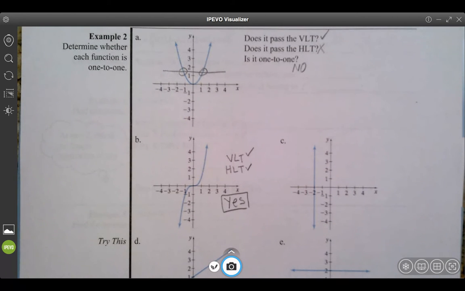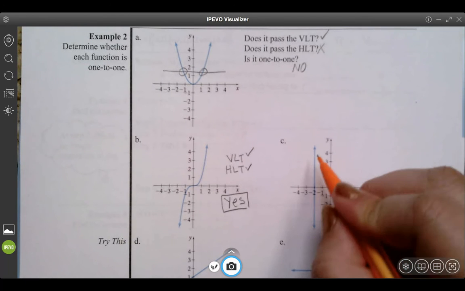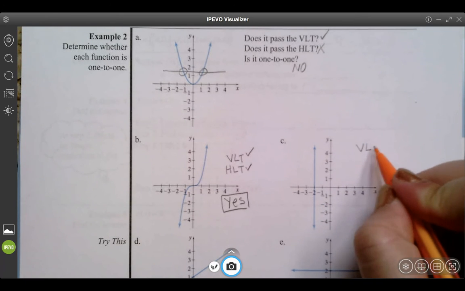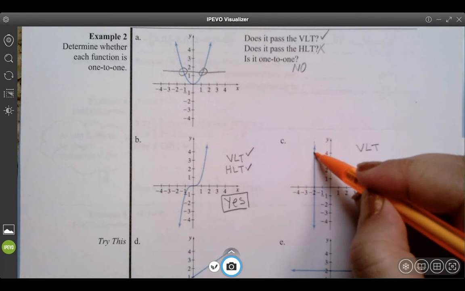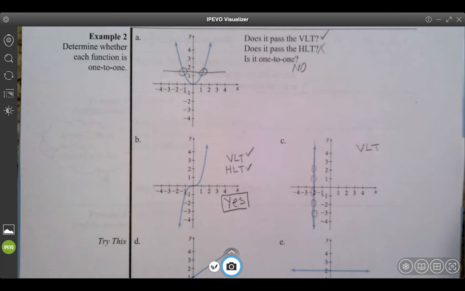Okay, so we're asking those two questions, and that will give us the solution to whether or not it's one-to-one. Let's look at part C. So I'm going to ask those two questions again. Does it pass the vertical line test? Now this time, my graph does not pass the vertical line test because all of these points overlap vertically, right? So when I draw a vertical line, it goes through more than one point. Therefore, it does not pass the vertical line test.